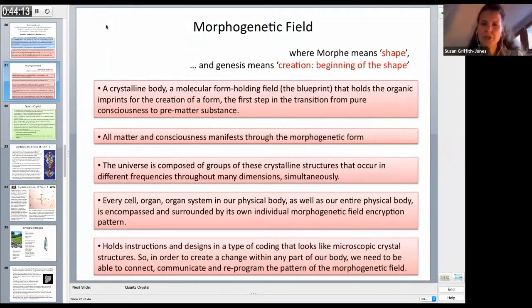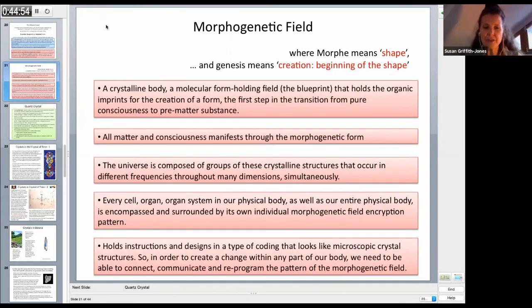So morphogenetic field, let's look at this crystalline blueprint field more closely. Morph means shape and genesis means creation, as in the beginning of the shape. So a crystalline body, a molecular form holding field, the blueprint that holds the organic imprints for the creation of a form, the first step in the transition from pure consciousness to pre-matter substance. So it's not yet the actual shape that's going to appear in its fullest form, but it's the blueprint of that object. All matter and consciousness manifests through the morphogenetic form.